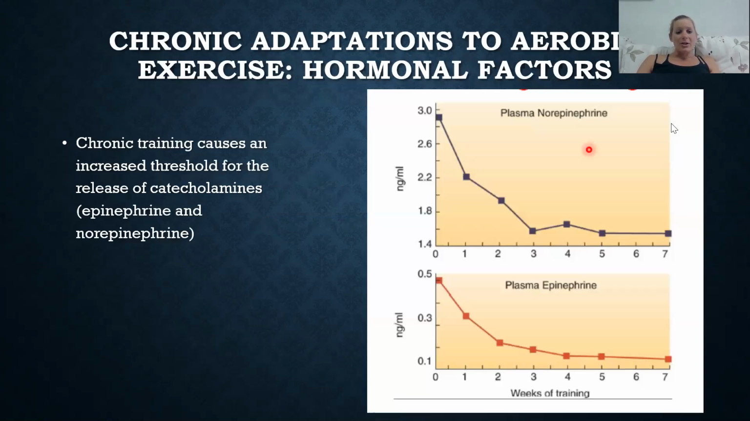Okay, hormonal factors. This is unfortunate in my opinion. Chronic training actually increases the threshold for the release of those adrenaline related hormones. Okay, so we said epinephrine and norepinephrine are like these feel-good hormones, and when I do exercise, I get this release and it feels really good, and I finish my workout, I'm like, wow, I felt so glad I did that. That felt great. Okay, unfortunately, you get addicted to that as an athlete or as an avid exerciser. We get addicted to that feeling.